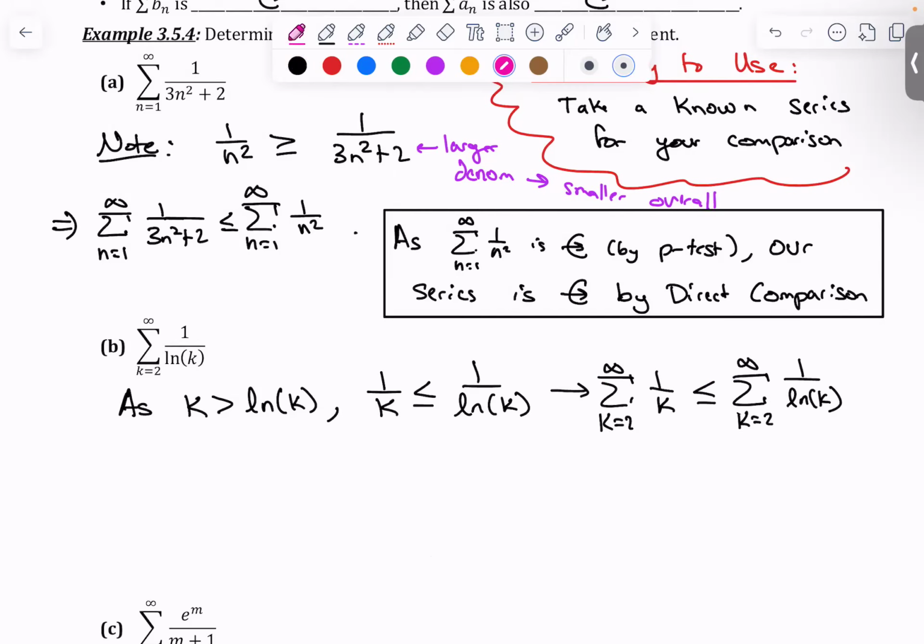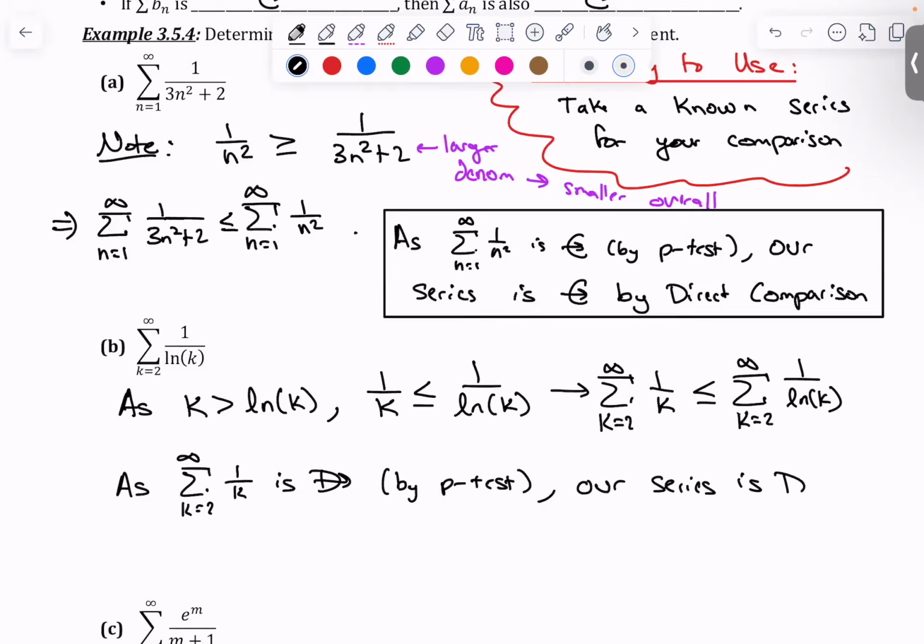And this, well, as the series from k equals 2 to infinity of 1 over k is divergent by p-test, our series is divergent by direct comparison.